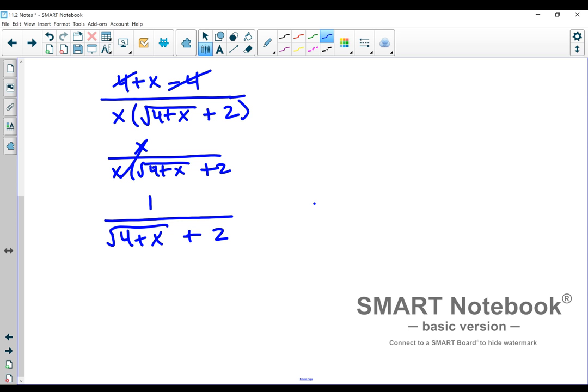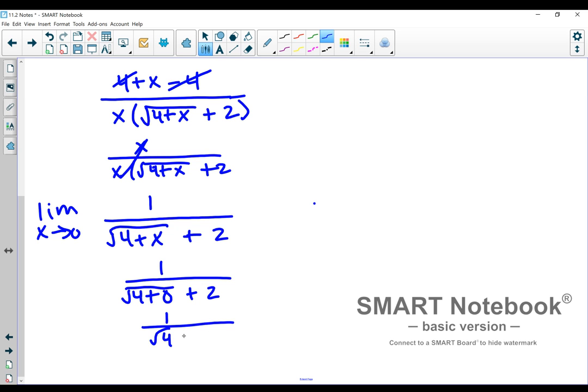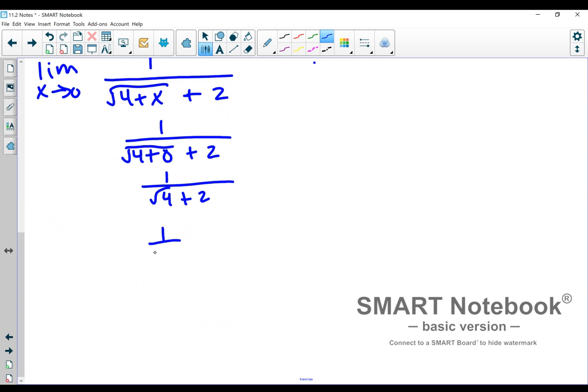And now at this point, if I put 0 in my denominator, it's not going to create any more issues. So now I can find my limit. So let's put 1 over square root of 4 plus 0 plus 2. So 1 over the square root of 4 plus 2. So 1 over 2 plus 2. So 1/4. So our limit is going to be 1/4.